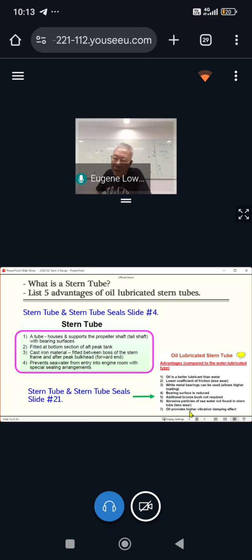And oil provides a higher vibration damping effect. Again, it's quite obvious. Oil, when your bearing is oil lubricated, you tend to have lesser vibration. Less noisy also, due to that. Because it dampens some of the vibration. Oil, because of its viscosity, can do that, and water can't because it has zero viscosity. Okay.